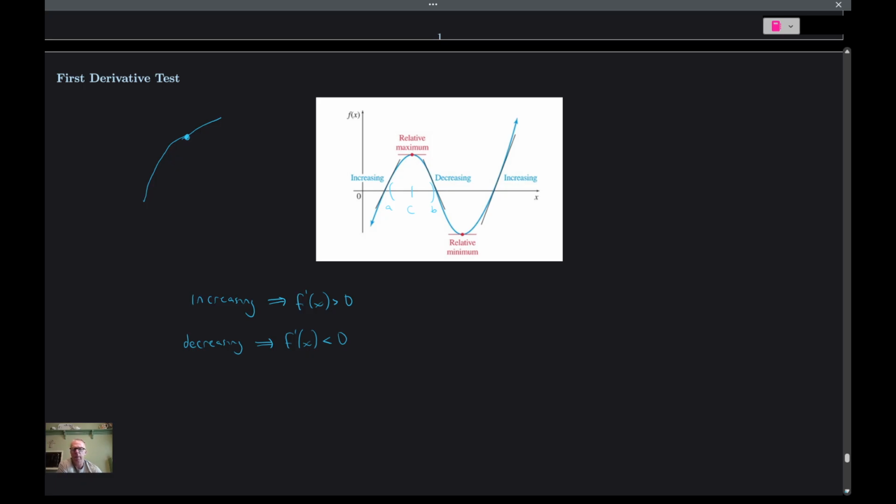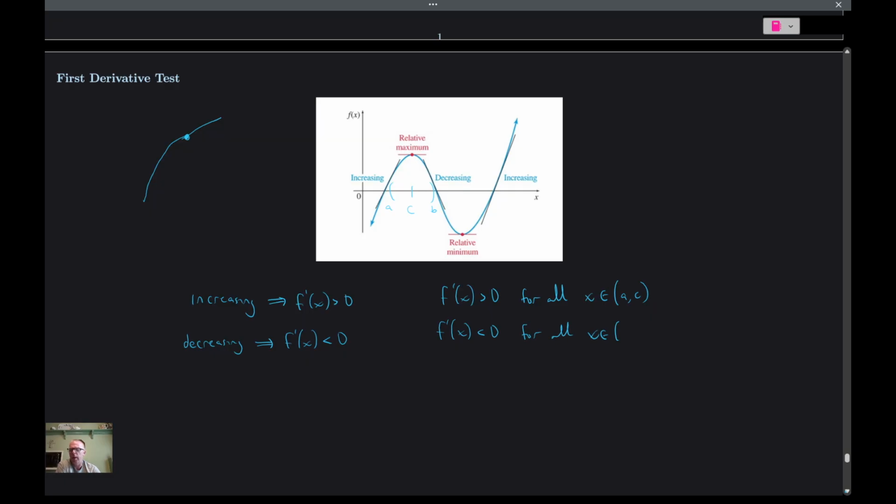Now, we know we're increasing from a to this point c. That means that f prime of x is greater than 0 for all x in this interval, and that symbol means that x is in the interval a to c. So if we're prior to c, f of x is going to be increasing, which means f prime of x is going to be positive. And then after c, f prime of x will be negative because we have to be decreasing.